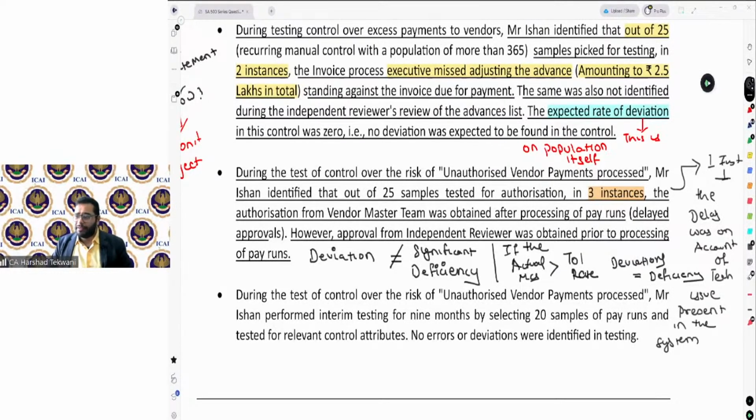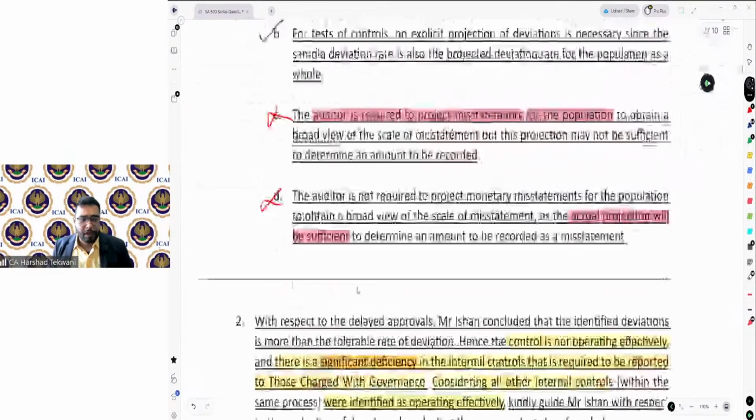I hope Janvi, is this clear? Any doubt? Okay. If no doubts, then let's see the next question.